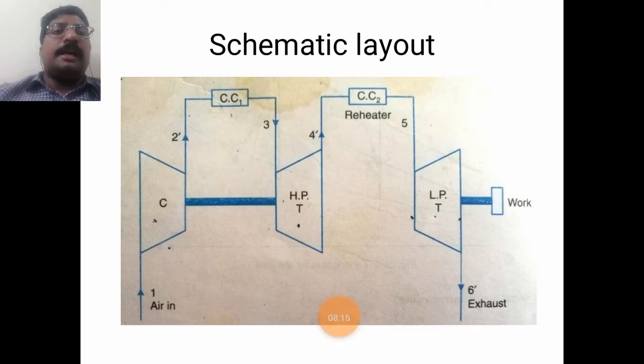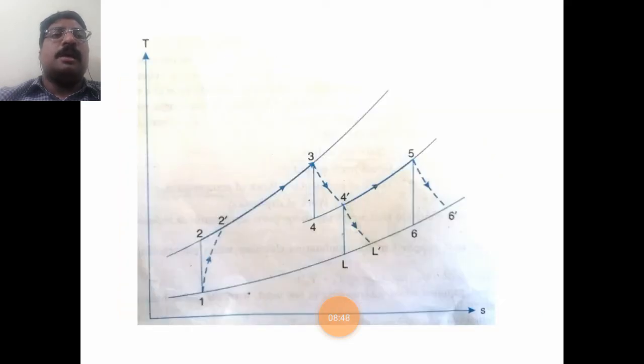Okay. After expansion in the high pressure turbine, at the exit of the high pressure turbine, the gas still has some amount of kinetic energy and some pressure energy. Okay. So with that energy, it will enter into the reheater. In the reheater, again some quantity of heat is added, and further expansion takes place in the low pressure turbine. That is the schematic layout of a reheat cycle and the working of the reheat system. Okay. So this is a TS diagram for the reheat system.